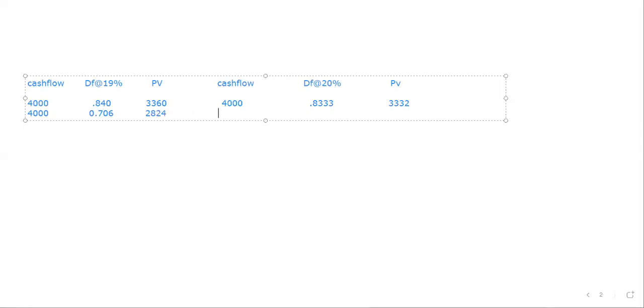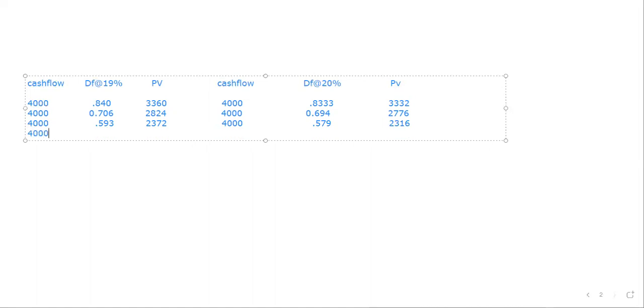When I multiply, I got the answer 2824. Again, for this one also, it is 4,000. So my discounting factor 0.694. Then I multiplied, 2776. Then again 4000. For every year I'm using a discounting factor. So 0.593. When I multiplied it, I got 2373. And here 4000 when I multiplied with the current discounting factor 0.579, I got the answer as 2316.